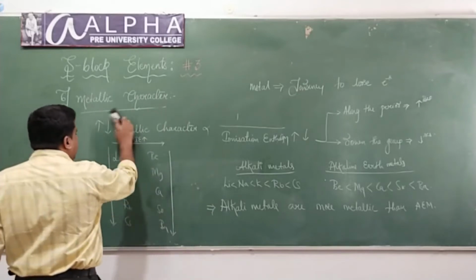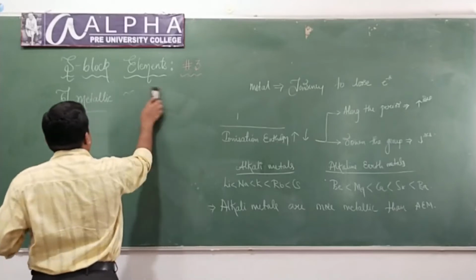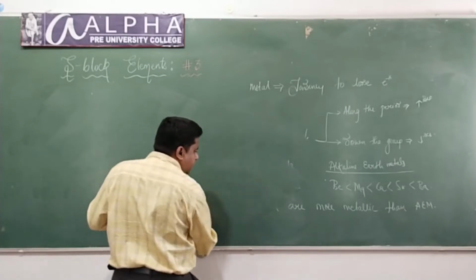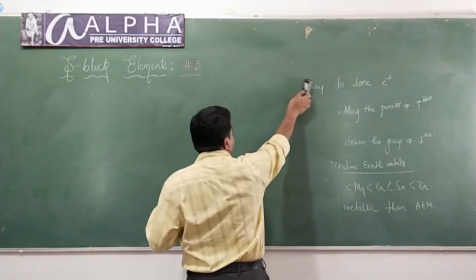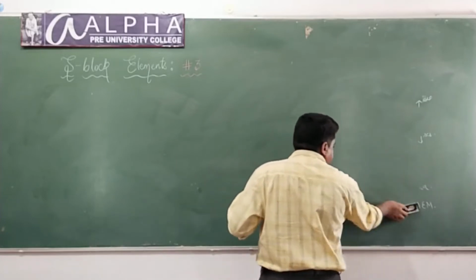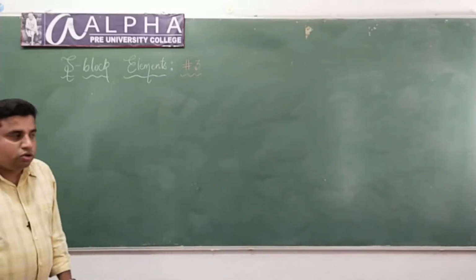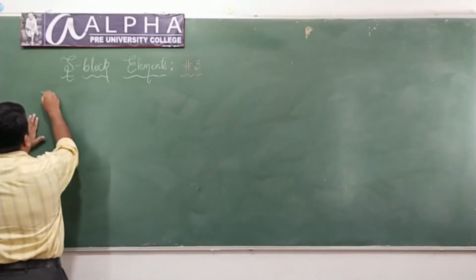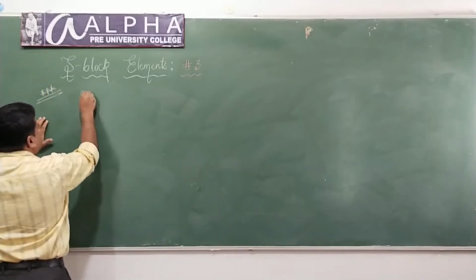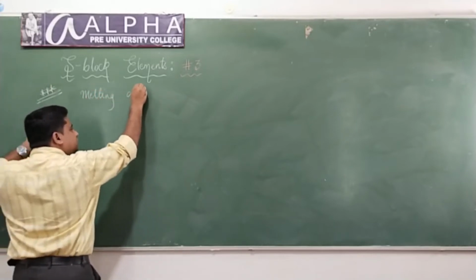Fine. Now, let us move on to the next one, which is the next physical property. The next physical property is very important. That is melting point and boiling point. Melting point and boiling point, very important.